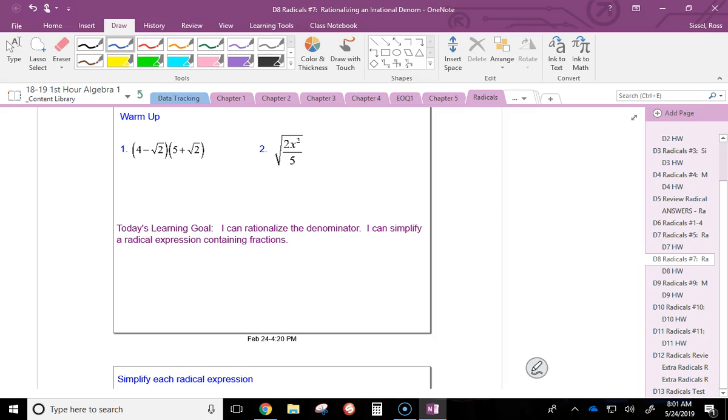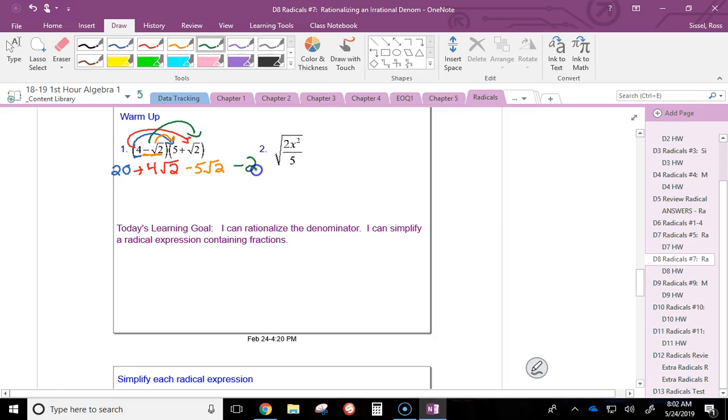Alright, so we have to distribute our FOIL method. So I'm going to do 4 times 5 is 20. And then I'm going to do 4 times the square root of 2. Don't forget the second term is a negative number. So negative 2 square root of 2 times 5 is negative 5 times the square root of 2. And negative square root of 2 times square root of 2 is just negative 2.